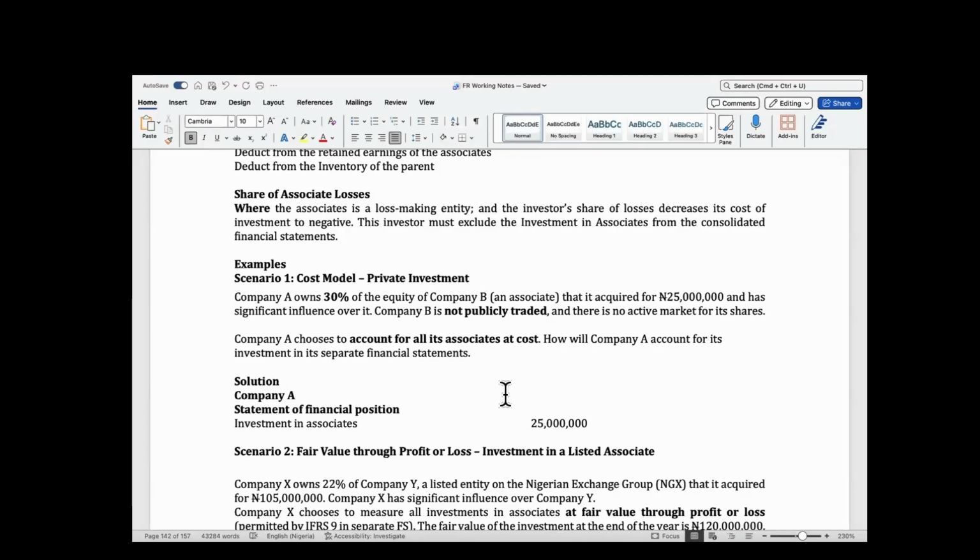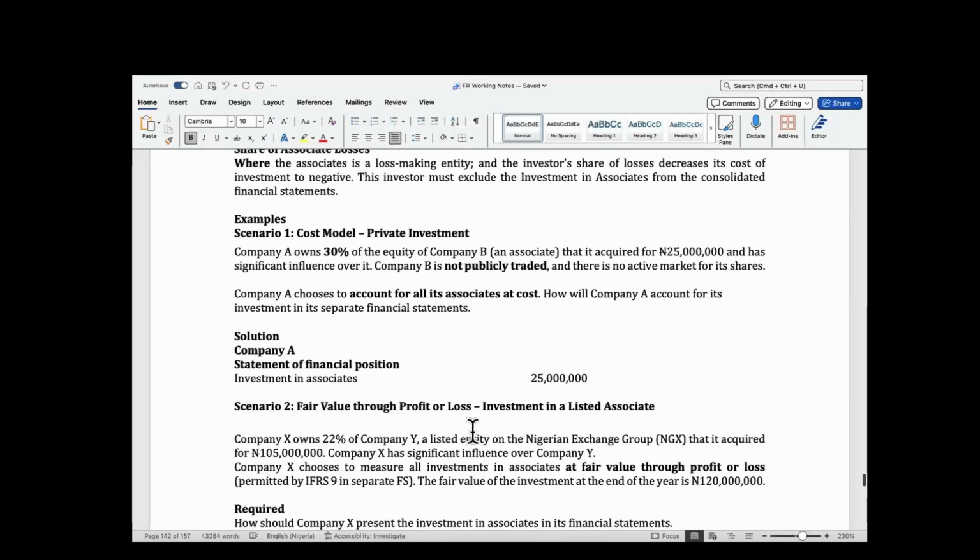We learned that in the separate account of the parent, it will recognize that investment at cost or at fair value. And that is all it does. Additionally, in the separate statement of profit or loss of the parent, it will also recognize any dividend received from the associate as income.